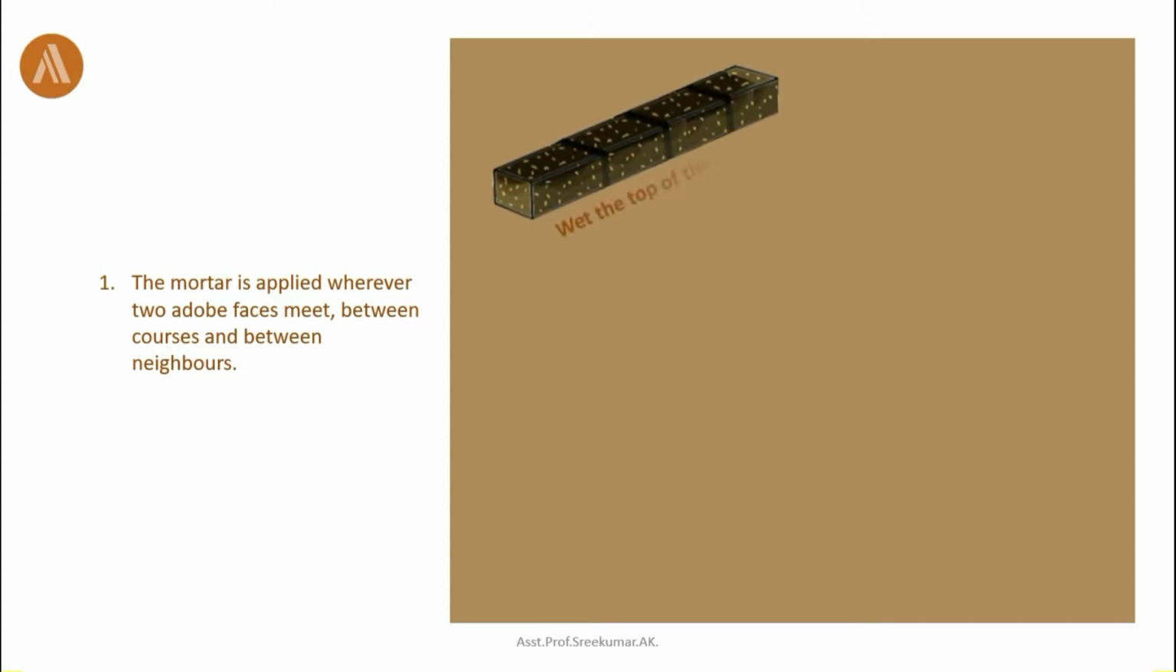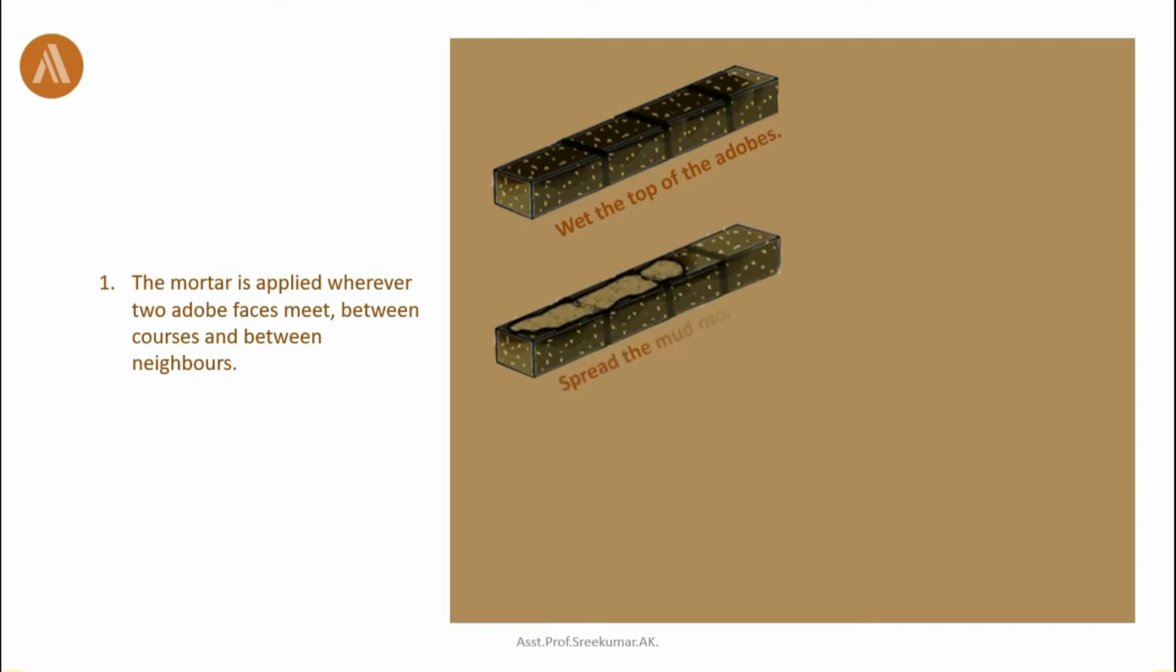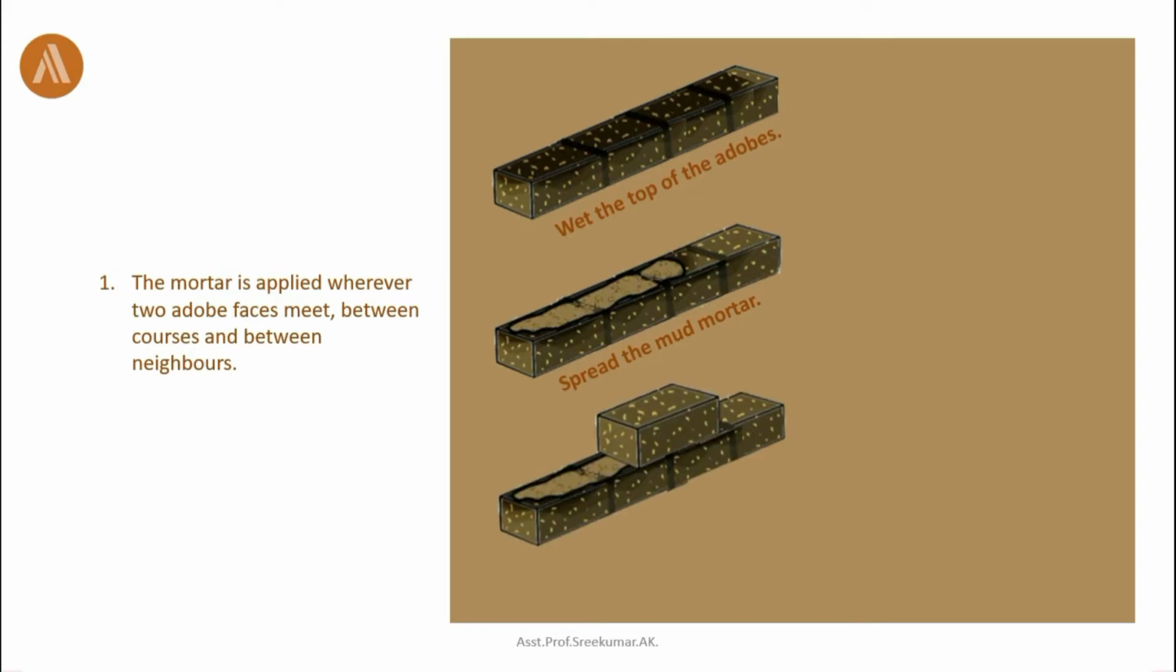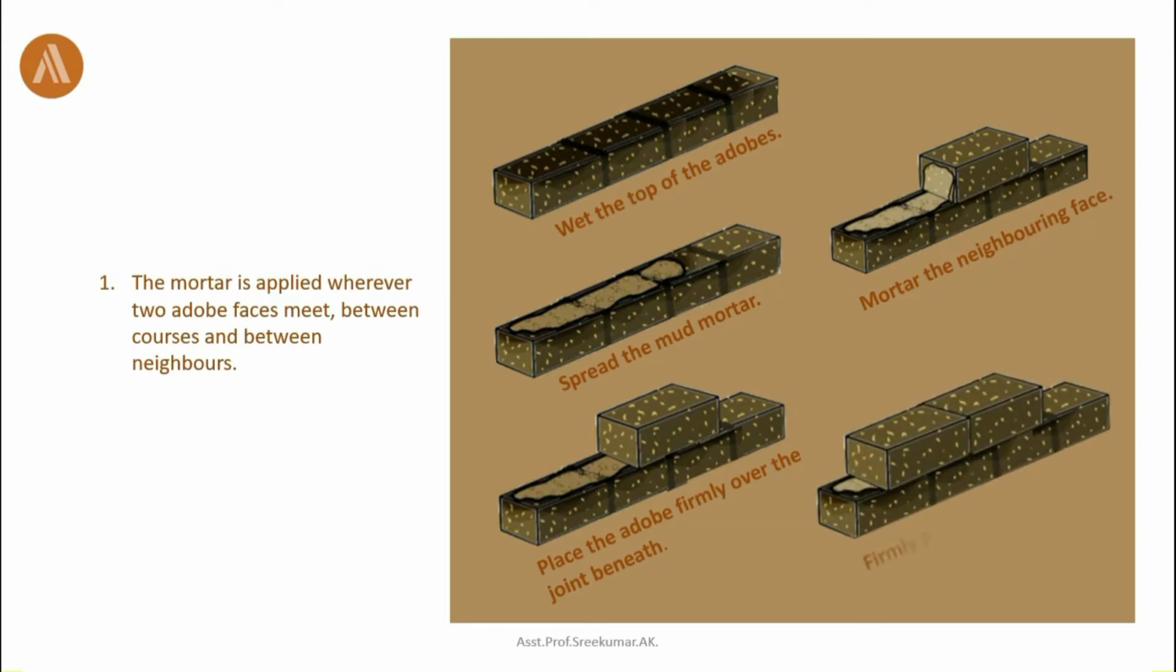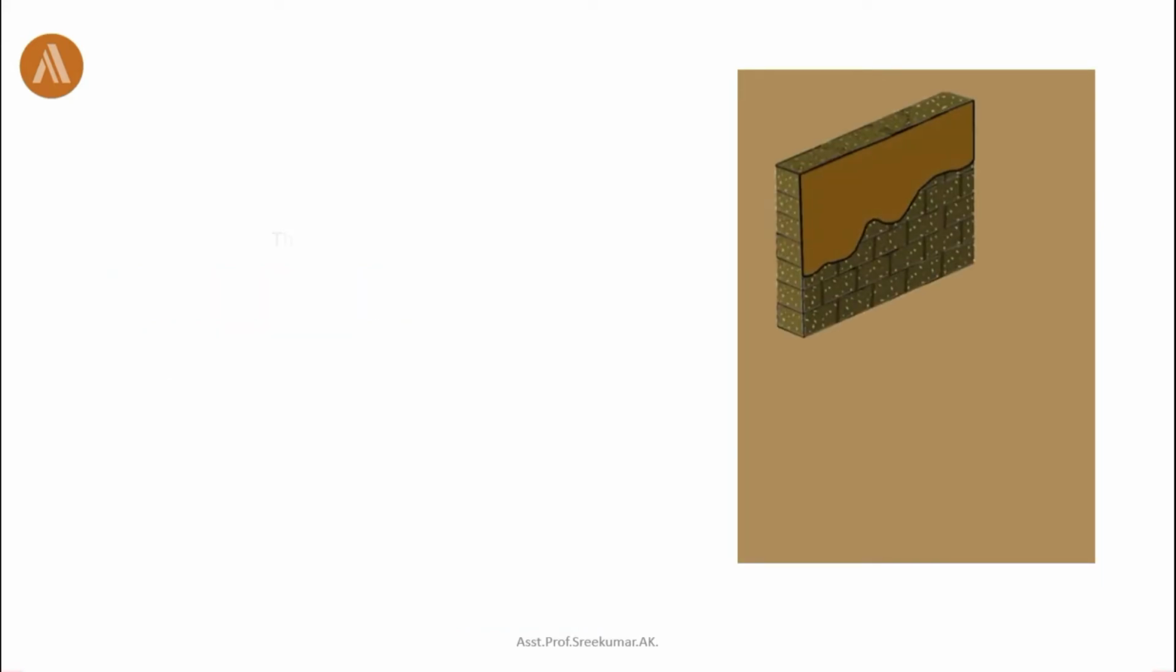Wet the top of adobes. Spread the mud mortar. Place the adobe firmly over the joint beneath. Mortar the neighboring face. Firmly place the next adobe. The wall can now be mud plastered and painted.